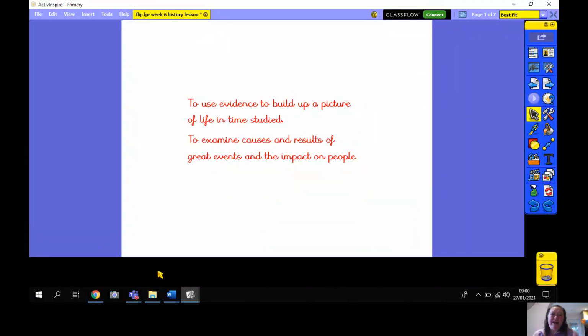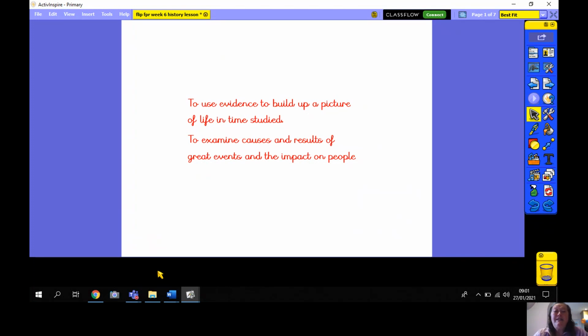Okay, this is your history lesson for today. What we'd like you to do is use evidence to build up a picture of life in the time that we're studying. Now, of course, we're studying the Industrial Revolution, aren't we? And the evidence I'm going to present to you is all pictorial. It's all paintings from the time, funnily enough.